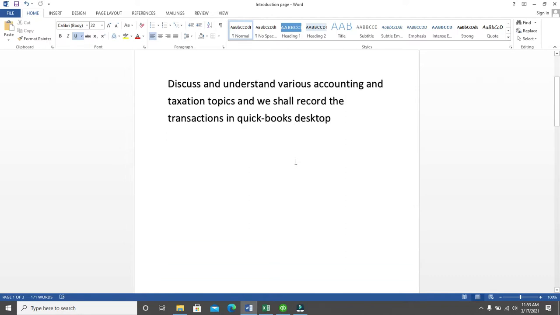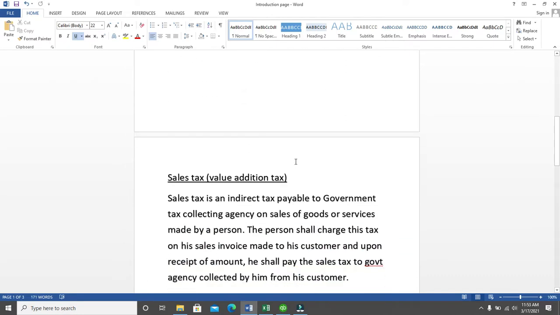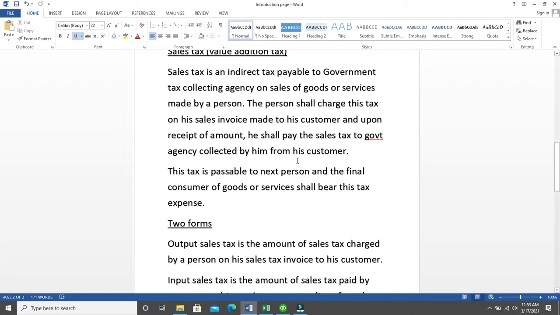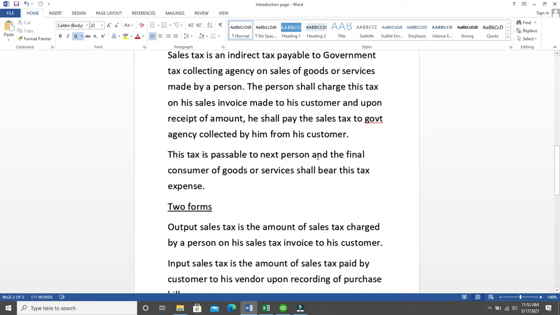So let's start our today's topic, which is about sales tax. It is also called value addition tax. And what is sales tax? Sales tax is an indirect tax payable to a government tax collecting agency on sales of goods or services made by a person. The person shall charge this tax on his sales invoice made to his customer, and upon receipt of the amount he shall pay the sales tax, which is collected by him from his customer, to the government agency.